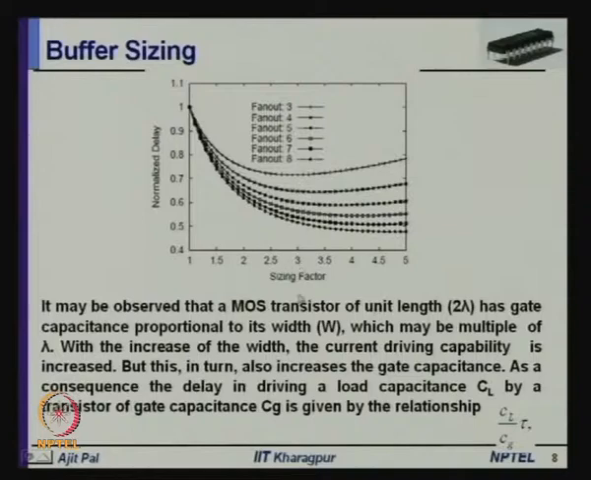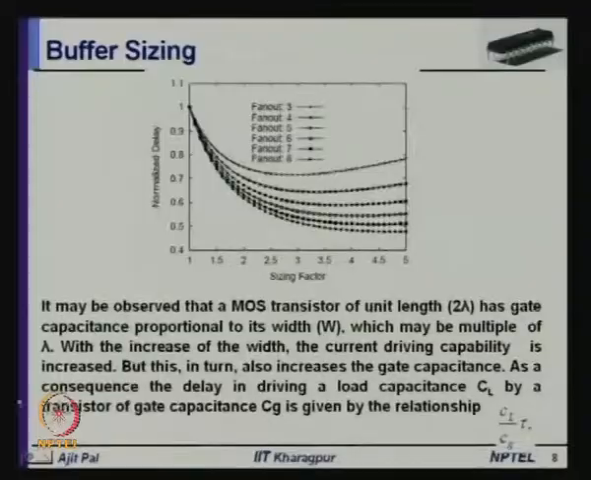What do you mean by sizing factor? Sizing factor is essentially how big is the width. Say for the standard minimum size gate, width is 2 lambda. We are not changing the length, we are increasing the width to reduce the delay, because it will reduce the resistance. So, as the sizing is increased, that means width of the P and NMOS transistors are made 1.5 times, 2 times, 2.5 times, 3 times, and so on. As you do that, how the delay changes?